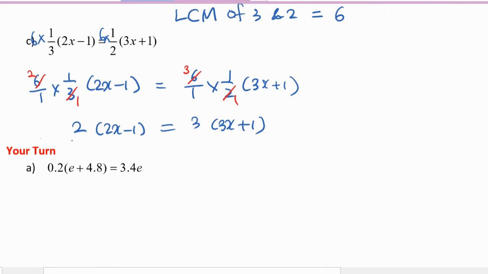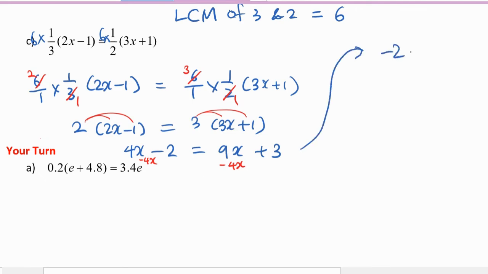Now you use the distributive property. So 2 times 2x, 2 times -1. 3 times 3x, 3 times +1. Then 2 times 2x is 4x minus 2, equals 9x plus 3. Since you have the variable on both sides, I'm just going to subtract 4x from both sides. Then I have -2 equals 9x minus 4x, which is 5x, plus 3.